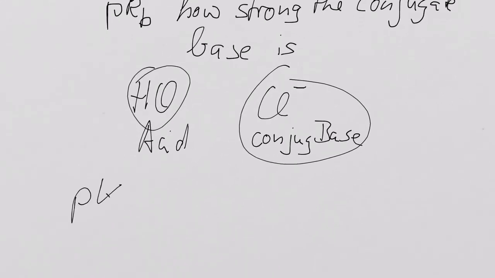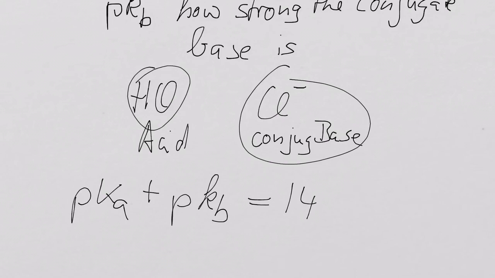pKa plus pKb gives us a magic number. It's 14 again. It's from the ion product of the water. So 14 is the magic number for pHs and pOHs.